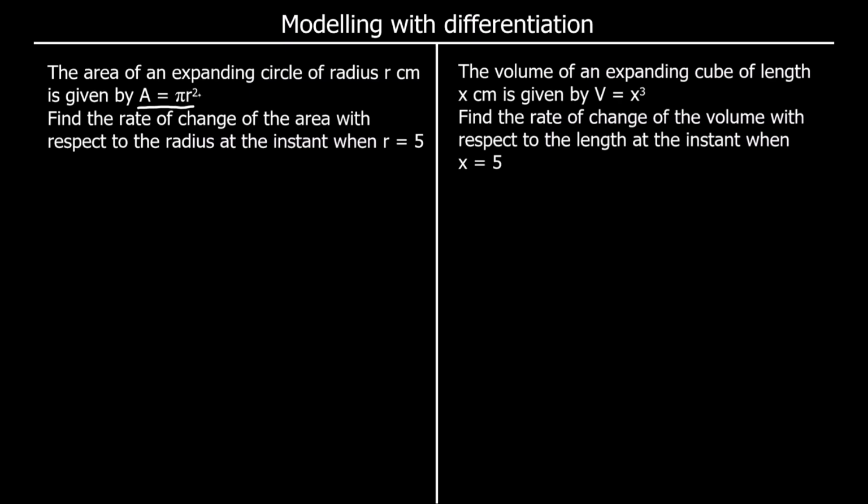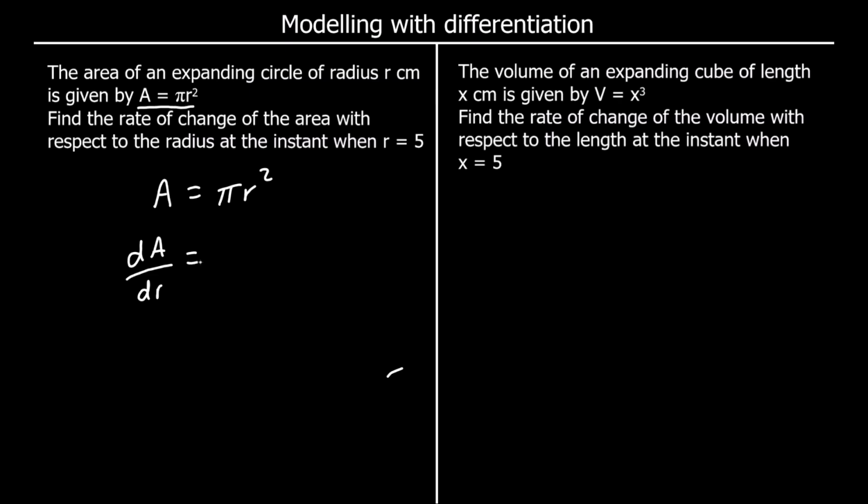So the rate of change of the area A with respect to the radius r. So that's dA/dr at the instant when r equals 5. So A is pi r squared. We want dA/dr.